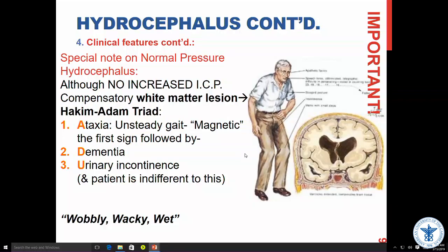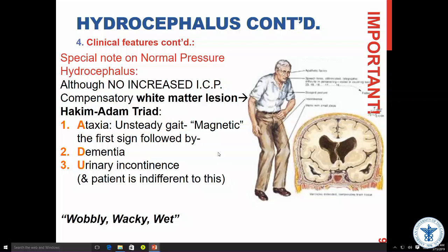Okay, normal pressure hydrocephalus. Now this, let me spend a little time here. In what we call normal pressure hydrocephalus, like I said, we do not really know the exact reason, but there's no obstruction. The pressure is normal, the ventricles are enlarged, white matter is what probably is getting involved, gray matter is perfectly fine. Now what do we see in these patients?